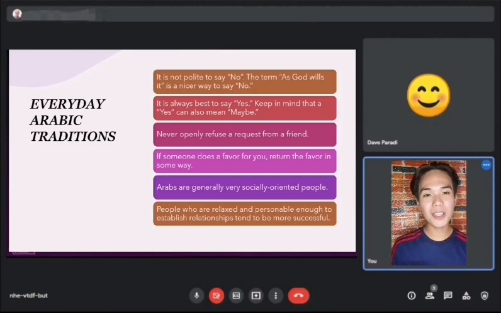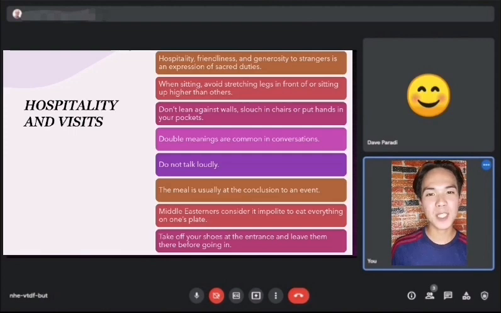So Arabs are generally very socially oriented people. People who are relaxed and reasonable or personable enough to establish relationships tend to be more successful. Okay, so in hospitality and visits, hospitality, friendliness, and generosity to strangers is an expression of sacred duties.